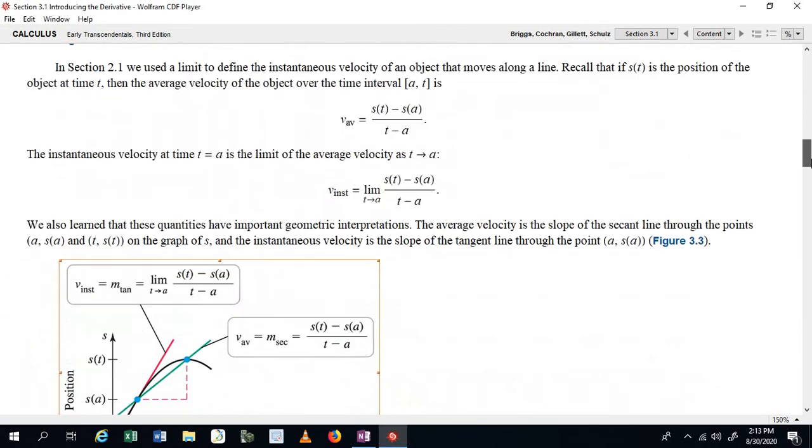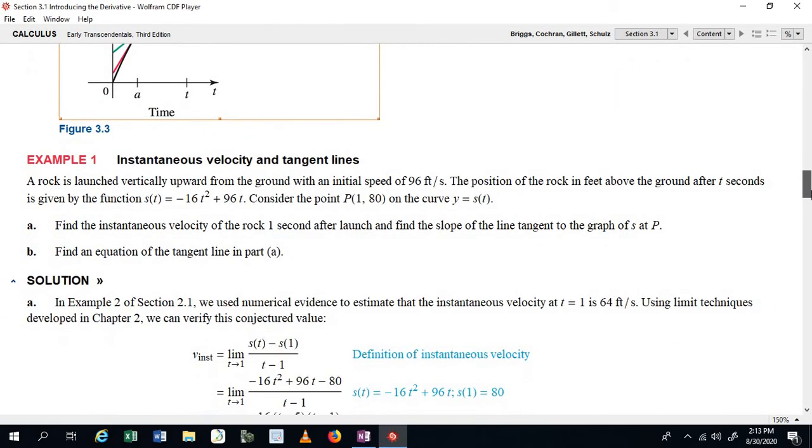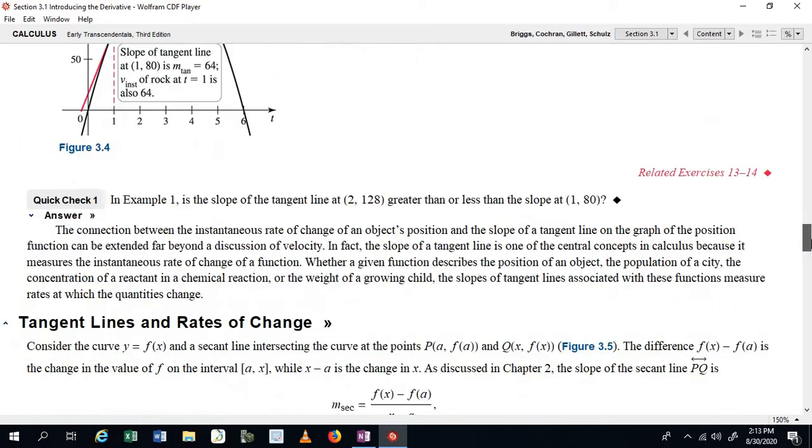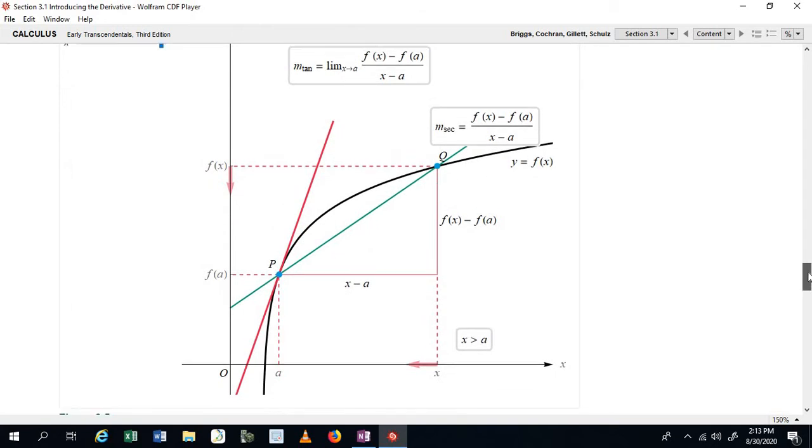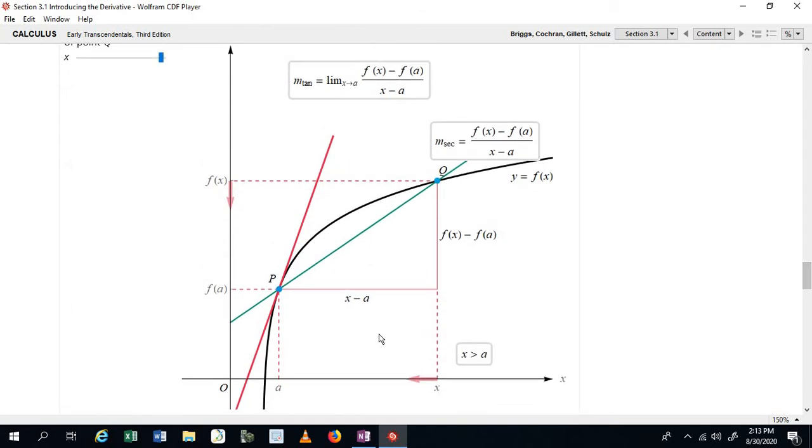Okay, but for now, let's talk about average rate of change in a function between 2 points and the instantaneous rate of change in a function at a single point. Okay, so suppose we have some function f of x, the graph of which looks like this. And let's say we want to find the average rate of change in this function between this point A and this point X.